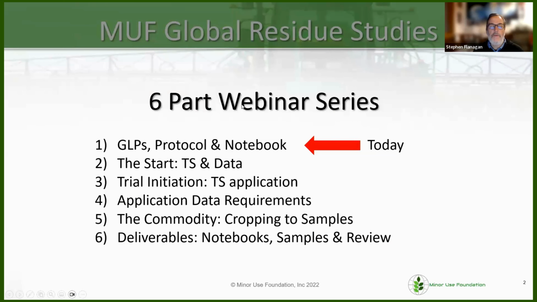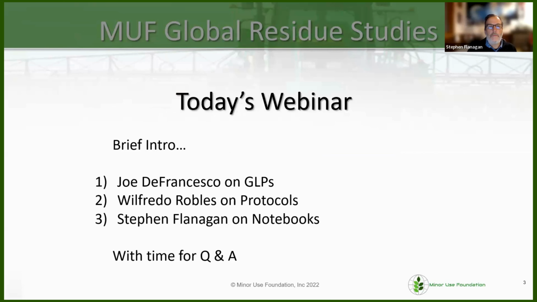So today we're going to talk about the basis of conducting field research trials under GLP OECD guidelines, the protocol, and the notebook. And Joe is going to cover GLPs. Wilfredo is going to cover protocols. I'll talk in broad terms about the notebook. As I mentioned, we'll have breaks in between for questions, and we'll start with a little bit of an introduction.